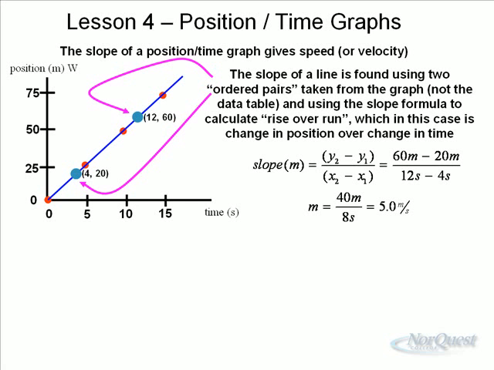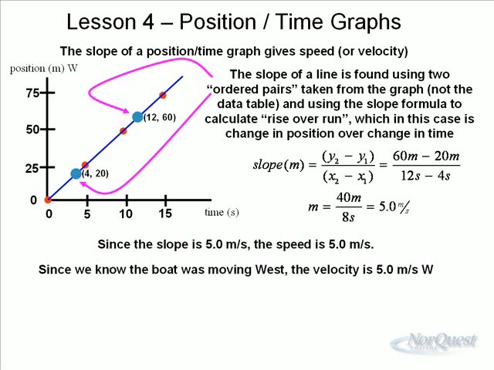It traveled 40 meters in what period of time? 8 seconds. And it seems to be traveling at a uniform speed. And so the speed is 5.0 meters per second. Since the slope is 5.0 meters per second, the speed is 5.0 meters per second. And we know that the boat was moving west, so the velocity is 5.0 meters per second west.